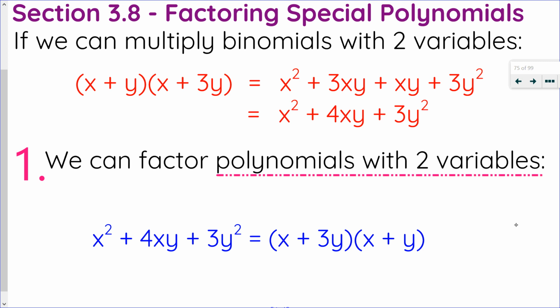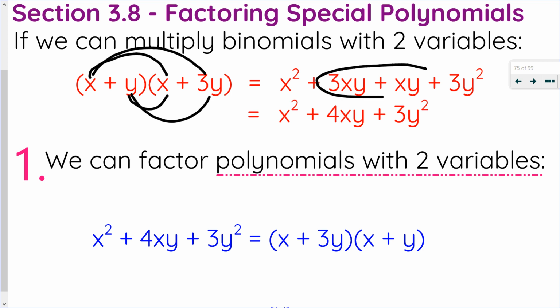So the first special polynomial is a polynomial that has two variables. So not just an x, but maybe an x and a y, an a and a b. If we multiply binomials with two variables, x times x is x squared, x times 3y is 3xy, y times x is xy, y times 3y is 3y squared, grouping my like terms in the middle to get 4xy. That means we can factor polynomials with two variables, because if I multiply those, I end up with this polynomial. So that means that this polynomial factors as this.